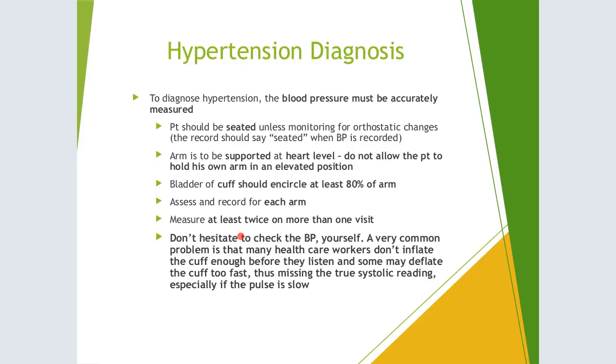So you want to make sure your blood pressure is reasonably close in both arms. Measure at least twice on more than one visit in order to make the diagnosis of hypertension. So you're checking them sitting and standing. You're checking both arms sitting and standing. You're checking it at least twice on more than one visit.